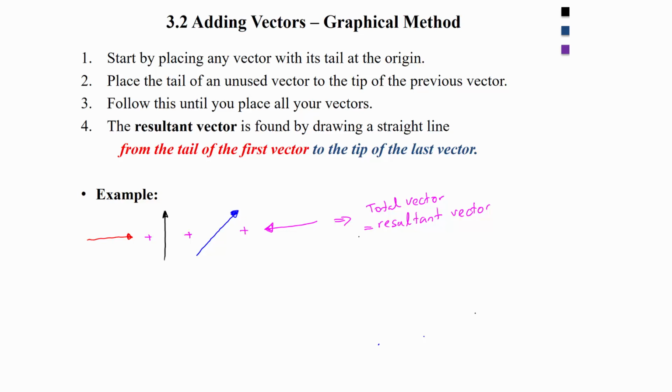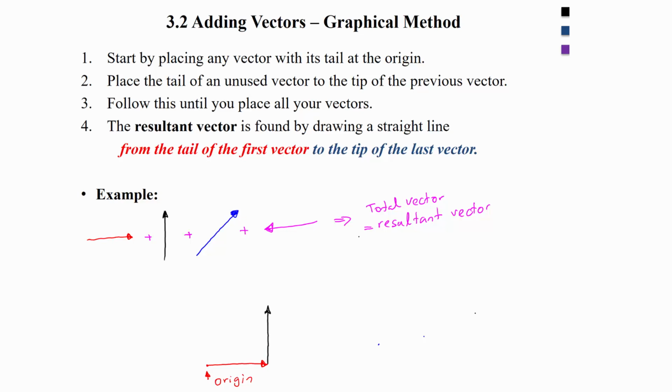So this is how you do it. You start with any vector. I'm going to choose the red vector. You place that vector with its tail at the origin. This is my origin. And then you take your next vector and place the tail of that vector on the tip of the previous vector. So I'm going to place my black vector like this.